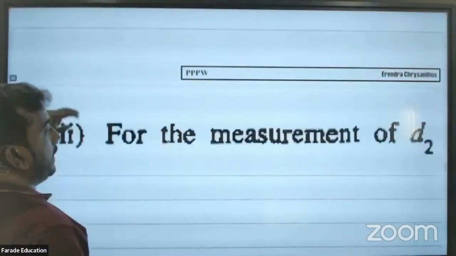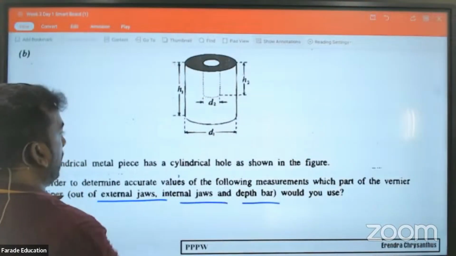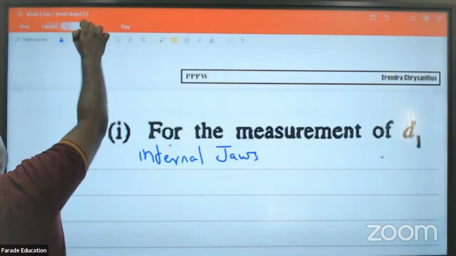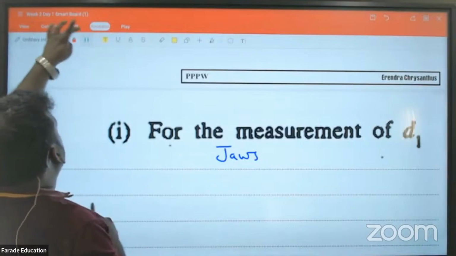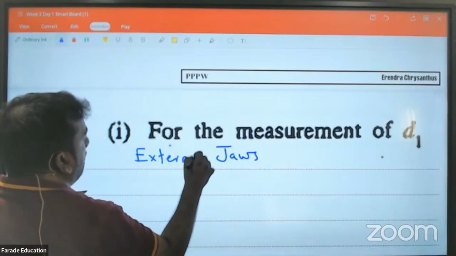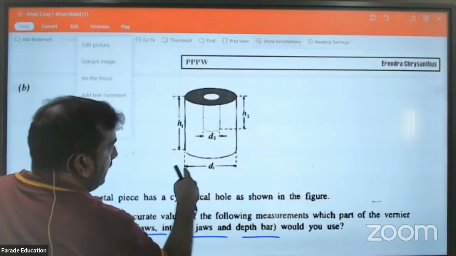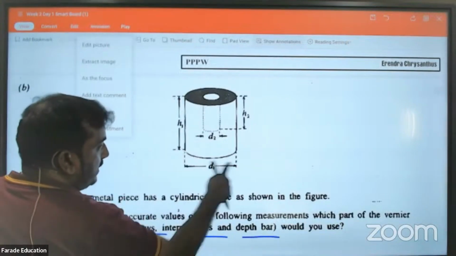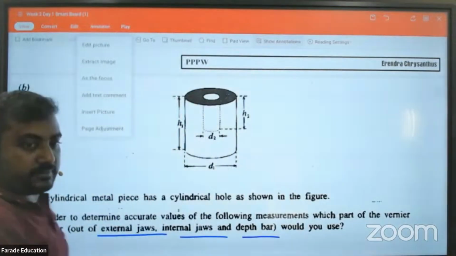Then what? D2. Where is D2? Sorry, this is D1, no? We'll correct this. D1 is external jaws. I thought this was D1. This is D2, this is D1. D1 is external jaws. H1 is external jaws. Okay. This is D2. I'm getting old, vision problem.